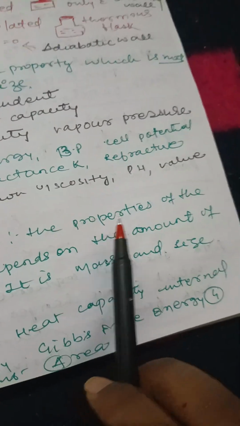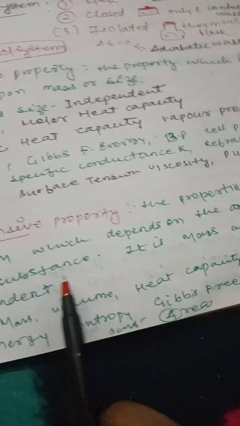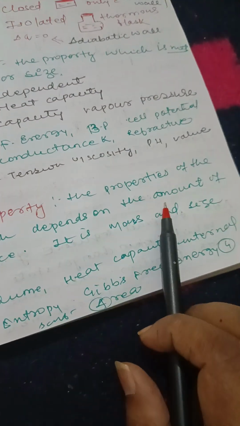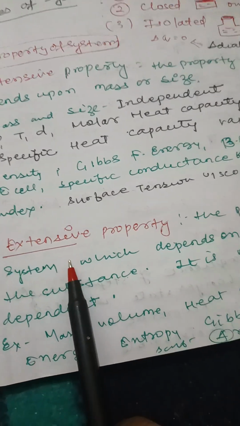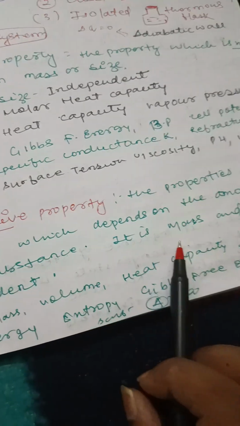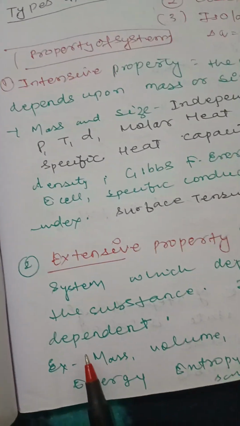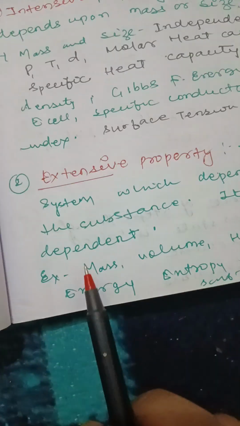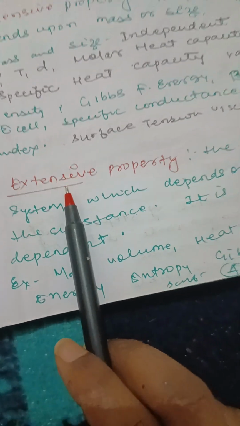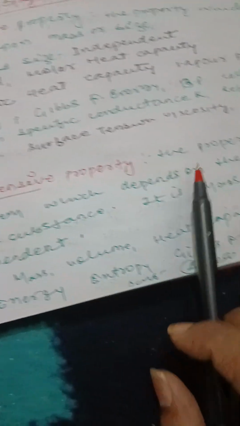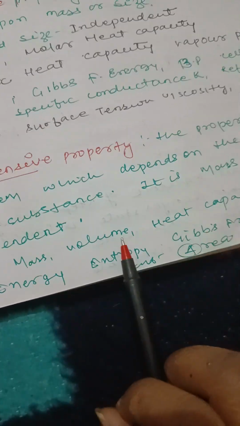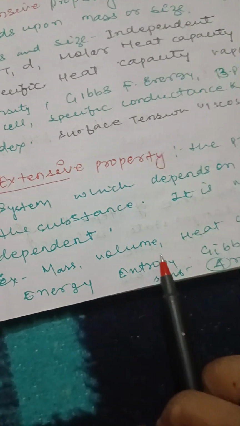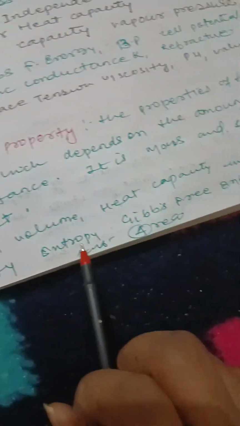Now, what is an extensive property? It is the property of the system which depends on the amount of substance, meaning it totally depends on the mass and size of the system. Mass and size dependent property is called extensive property. Examples are mass, volume, heat capacity, energy, entropy, Gibbs free energy.